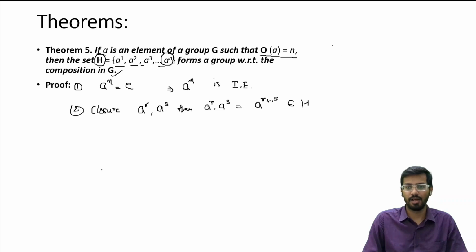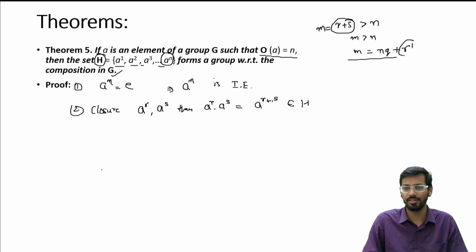If r plus s, say m, is greater than n, then by division algorithm we can take m equal to n q plus r dash, taking r dash because r is already used here. This r dash will be between 0 and n. So even if m becomes greater than n, by division algorithm we can write m as n q plus r dash.